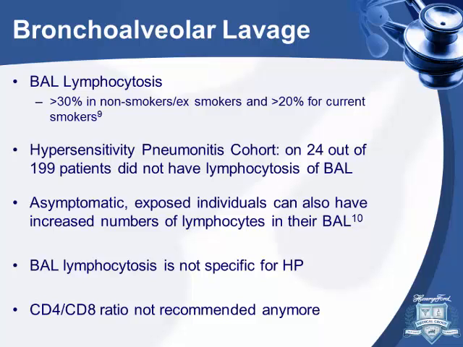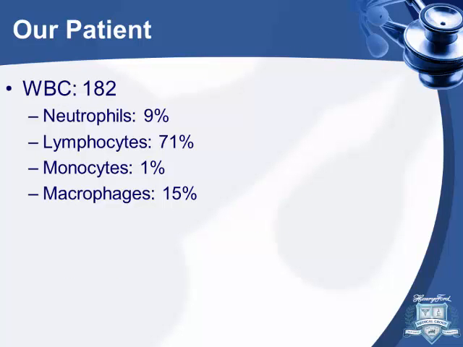One more thing. The main reason for checking the CD4 to CD8 ratio is that they want to differentiate from sarcoidosis, which can sometimes look like HP, and the ratio is usually higher in sarcoid patients. So this is our patient: 182 WBCs and significant lymphocytosis, 71% in his case.